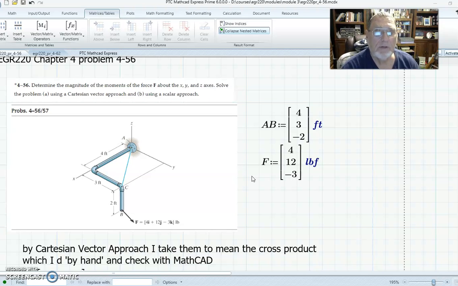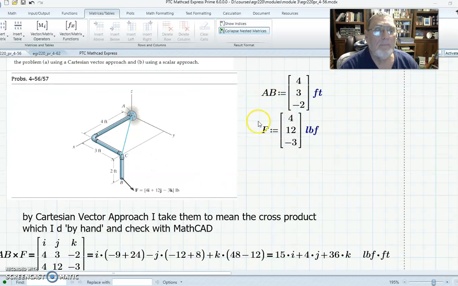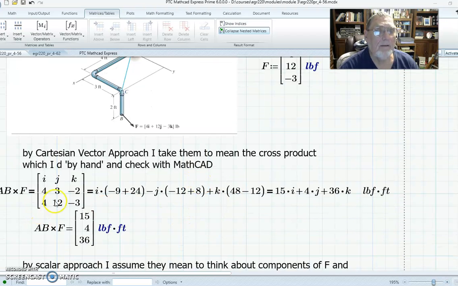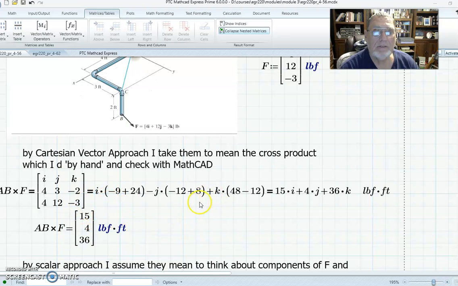So by the vector approach, I think he just wants the cross product. And so I wrote AB. So if my force is at B, my R will be A to B. I wrote 4 in the X, 3 in the Y, and minus 2 in the Z. And then I did it by hand, so to speak. I wrote my IJK, my R, and my F.